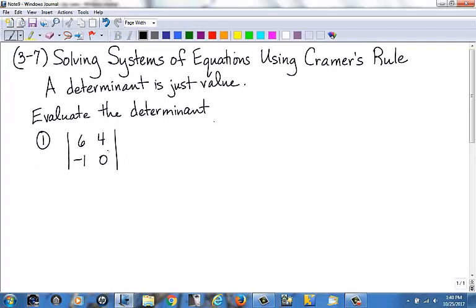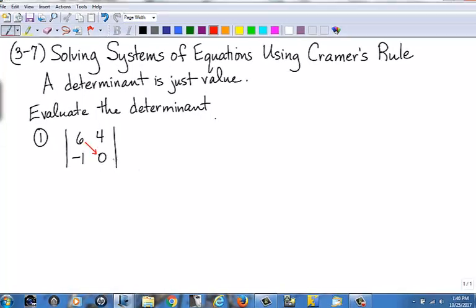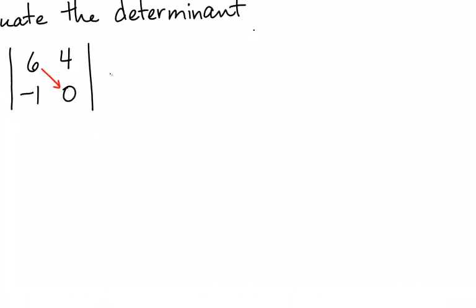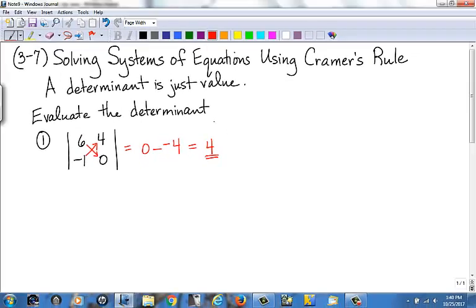Okay, and if you look up here, to find the value of the determinant, you multiply down the diagonal to the right. So you multiply 6 times 0, which is 0. You subtract the product coming back up. So you multiply -1 times 4, which would be -4. You subtract the product coming back up. So 0 minus a -4 would just be +4.